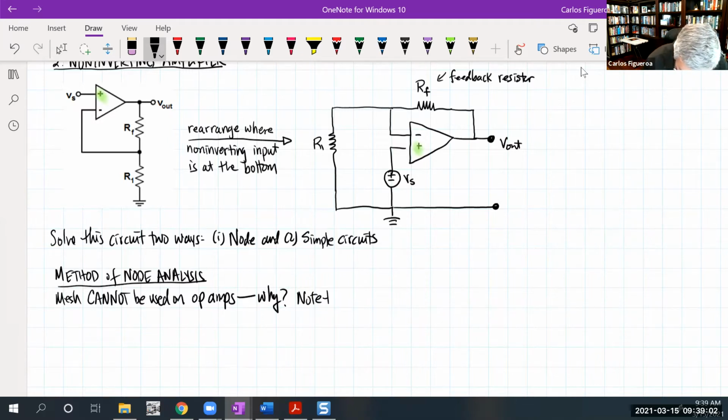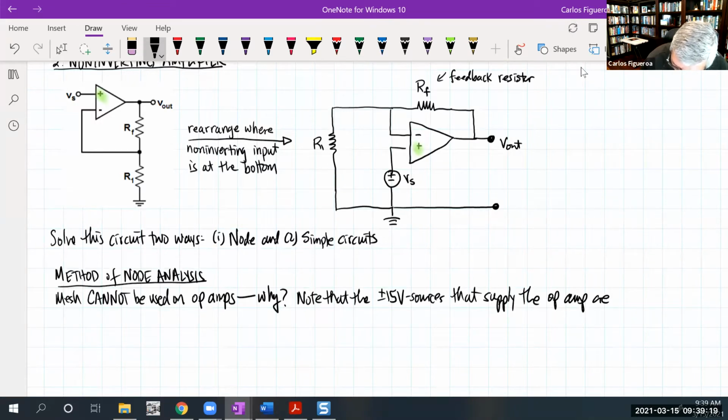Note that the plus and minus 15 volt sources that supply the op amp are not shown. Right? They're not shown, but they're assumed to be there.